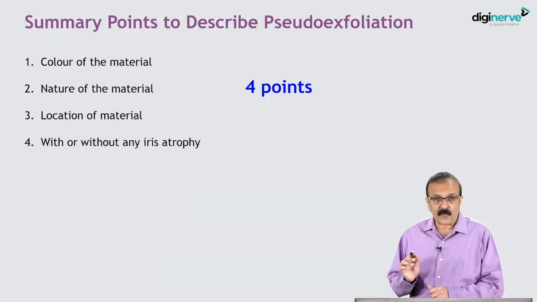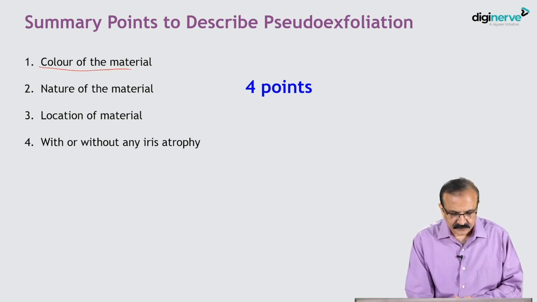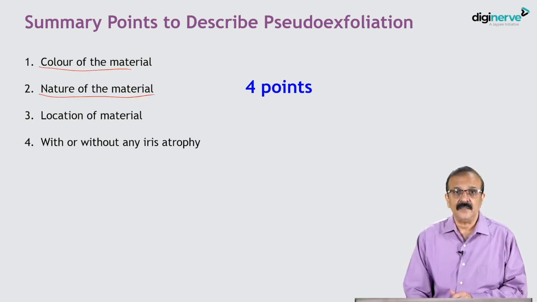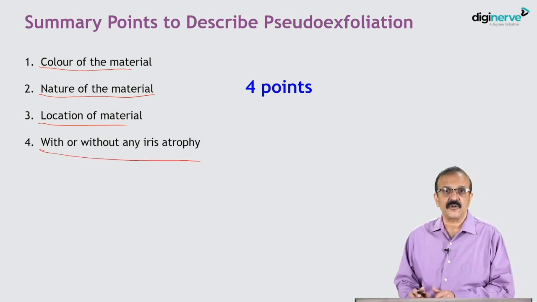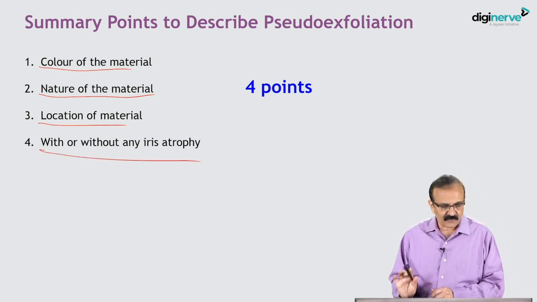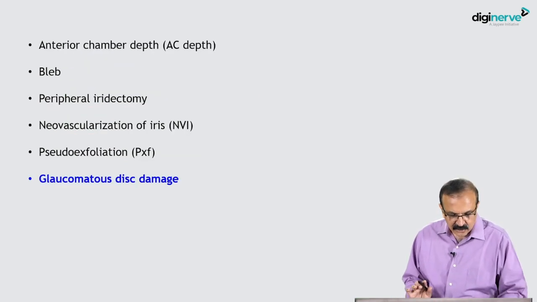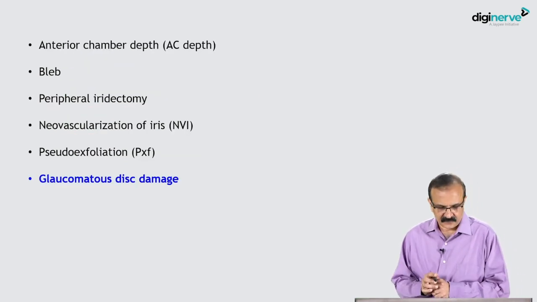So this is the way you present a case of pseudoexfoliation. Pseudoexfoliation, 4 points: color of the material, nature of the material, location of the material, whether there is any iris atrophy or not. Okay, 4 points are over and pseudoexfoliation is also over.